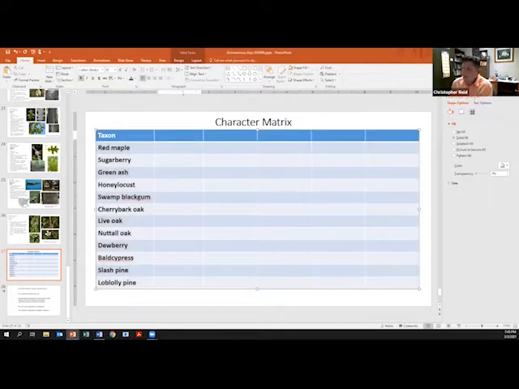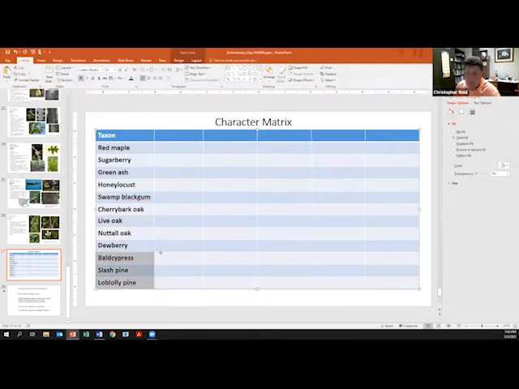Okay, so this is our blank matrix. We're going to have to come up with a few characters here just to help us organize information. One thing I'll say to start off: what do bald cypress, slash pine, and loblolly pine have in common with each other that makes them different from all the other taxa?